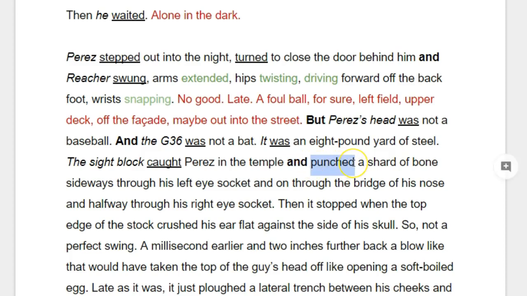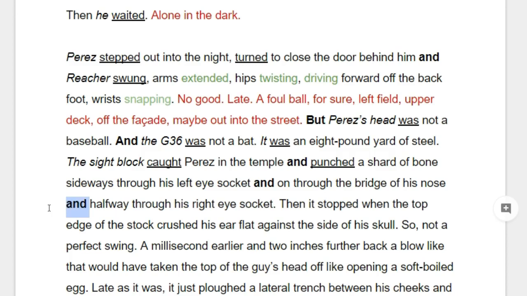Punched. There's another verb. A shard of bone. So that's a sight block. What punched? A sight block punched. A shard of bone sideways through his left eye socket and on through the bridge of his nose and halfway through his right eye socket. Okay, the grammar of this sentence is far too complicated for me to discuss in the remaining 4 minutes of this video. But what you've got here, you've got two verbs.